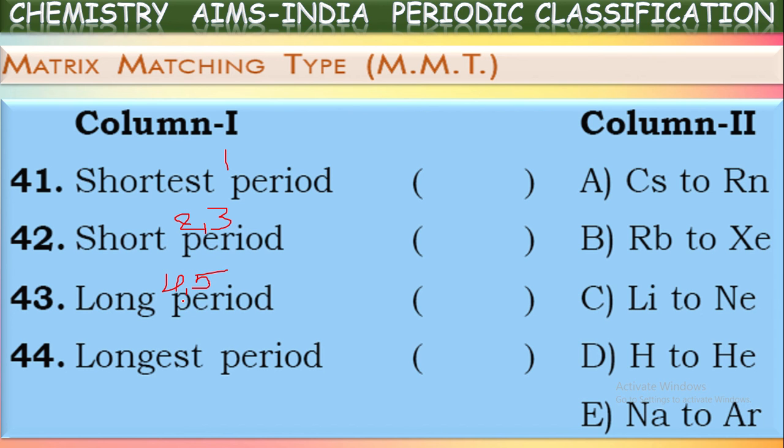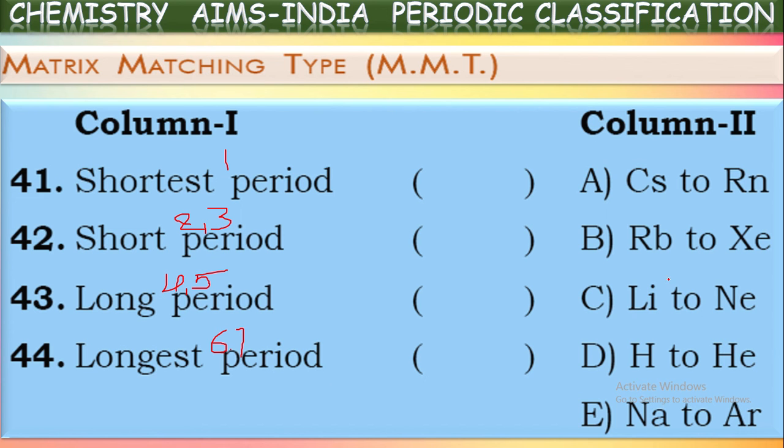The fourth period contains potassium to krypton. It is not given, okay, no problem. And the fifth period contains rubidium to xenon. And the longest periods are the sixth and seventh periods. The sixth period is cesium to radon and the seventh period is from francium to oganesson.